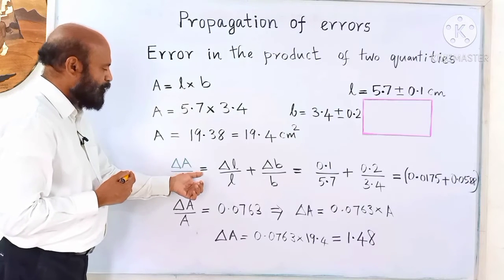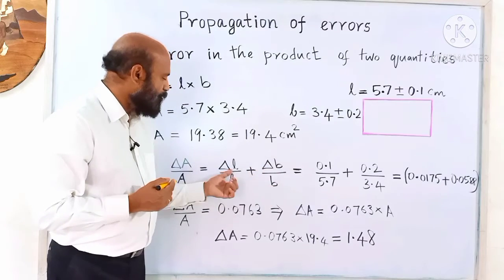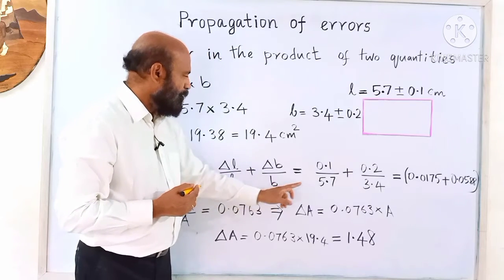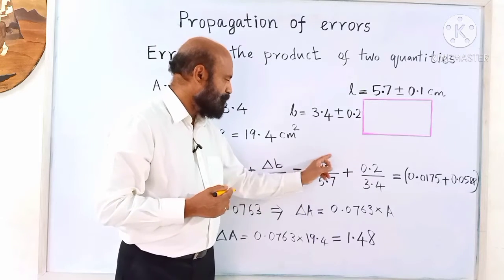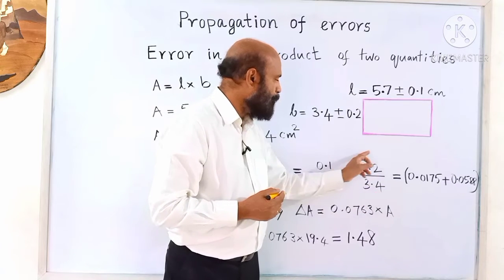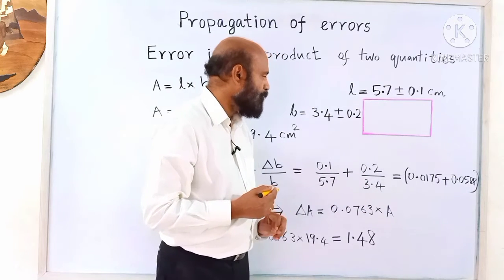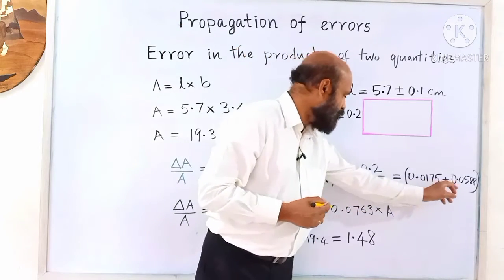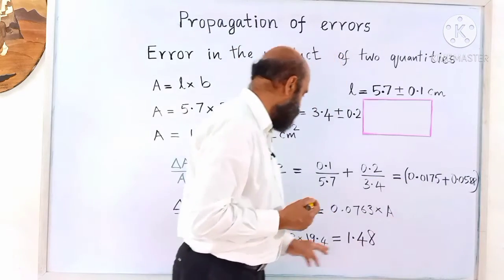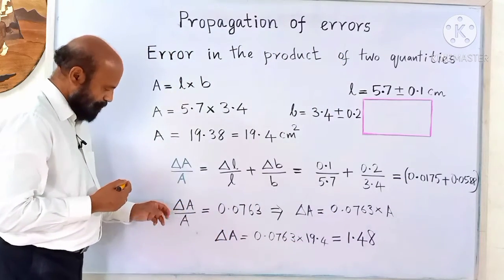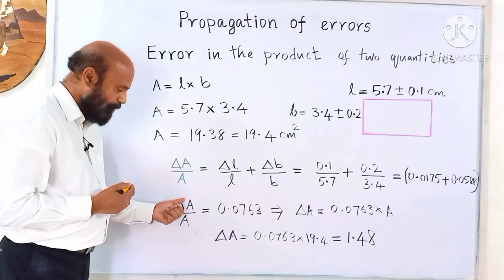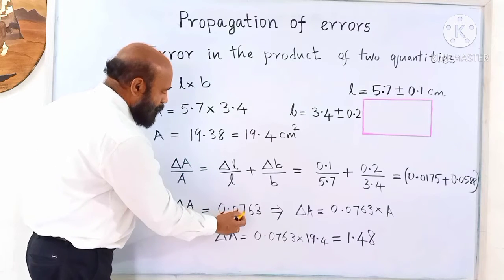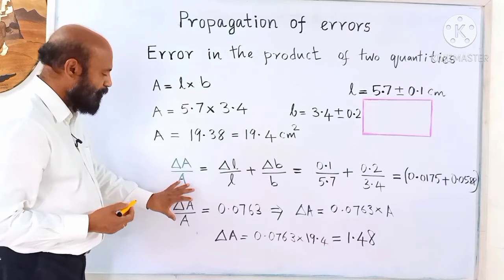So we can calculate delta A by A. Delta A by A is equal to delta L by L plus delta B by B. So delta L is 0.1, length is 5.7. So this is the fractional error in the length. Similarly, fractional error in the breadth, 0.2 divided by 3.4. If you do this calculation, you will get this value. Add these two, so you will get the fractional error in the calculation of area. So delta A by A is 0.0763. There's a fractional error in the area.